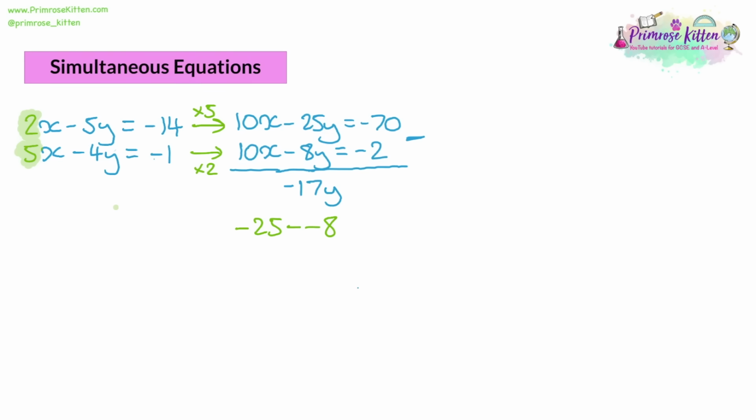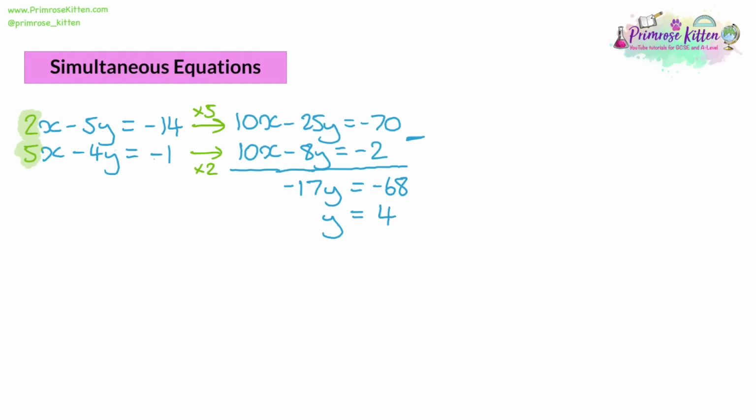So now we've taken away 2 terms. Now we take away the third term, which is negative 70. Take away a negative 2. Again, that'll be double negative. Gives us negative 68. Now, negative 17y equals negative 68. That is an equation we can solve. We can divide both sides by negative 17. So negative 68 divided by negative 17 gives us 4. So y is equal to 4.